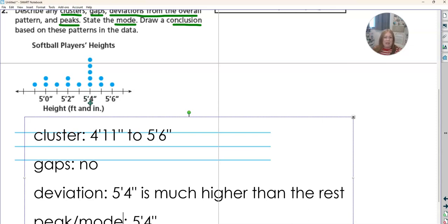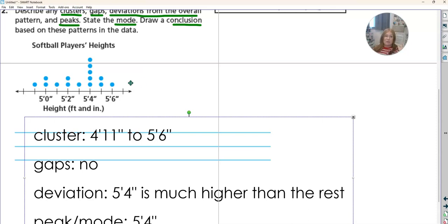And then we're going to make a conclusion. I'm noticing most of them are above 5 feet. There's only one person that's not. That's something I could notice. Counting them up, there are 8 people, and more than half of them are 5 feet 4 or taller.